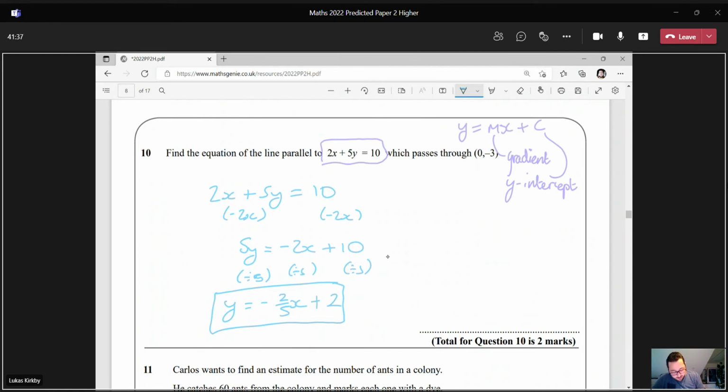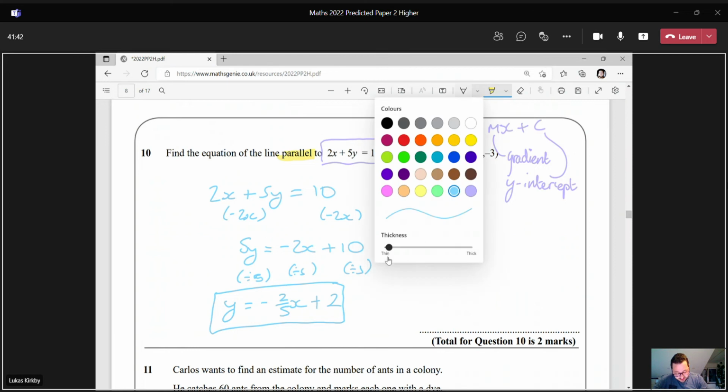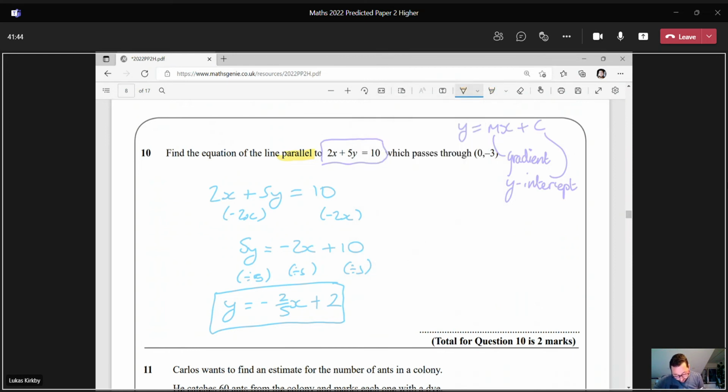Now, if this is parallel, parallel means that the gradient is exactly the same. So in our parallel line, it's going to be y equals same gradient, minus 2 over 5 x. And what's the y-intercept? Well, actually, they've given you a very nice thing here, because when x is 0, that is the y-intercept. So when x is 0, y is minus 3. So this is just going to be minus 3. And that is our answer there.